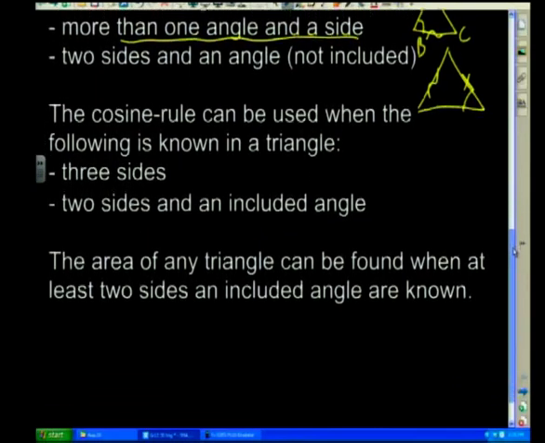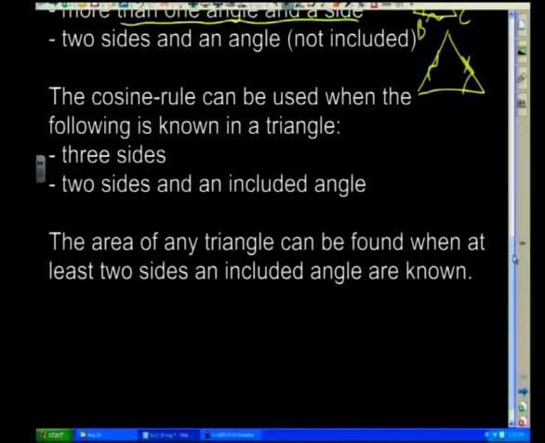The cosine rule can be used when you have three sides. So if you are given all three sides in a triangle, you can use the cos rule to help you find the angles. Or if you are given two sides and an included angle. So if we've got triangle ABC, we know this side, we know that side, and we've got the included angle, then once again we can use the cos rule.